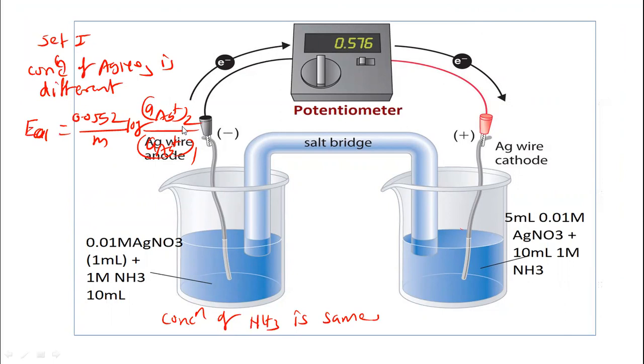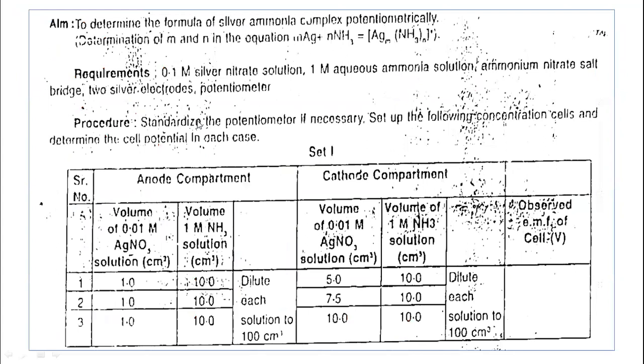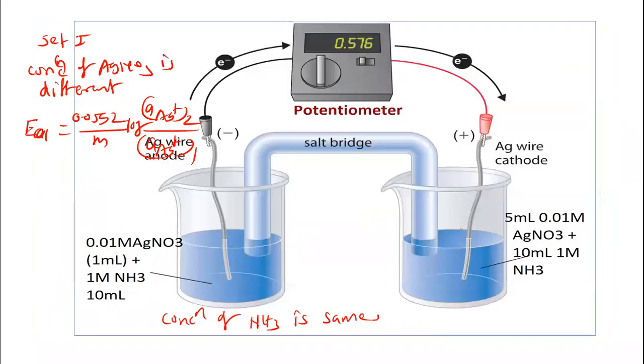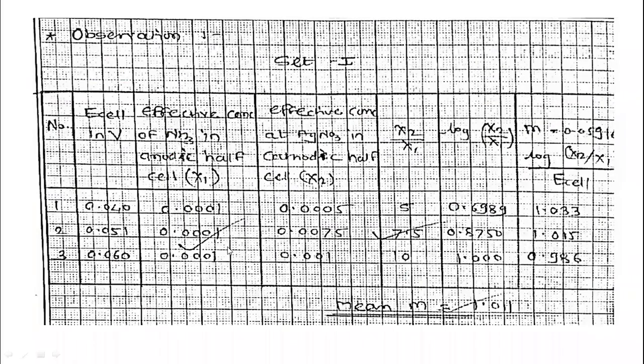Now, what is the activity of the silver ion? That is the effective concentration of the silver nitrate. So how can it be determined? This part is given here. You can see EMF of the cell, effective concentration of the ammonia, effective concentration of the silver ion here. So this is the calculation part. Once we know the x1 and x2 values, we put those values into this equation and we can determine the M value. So this is set 1.